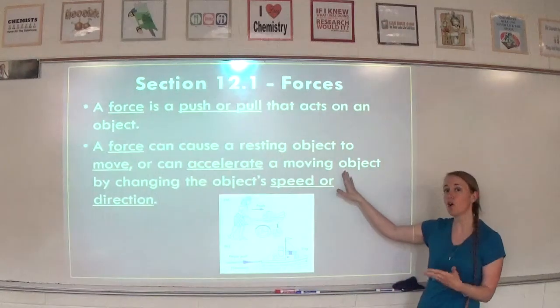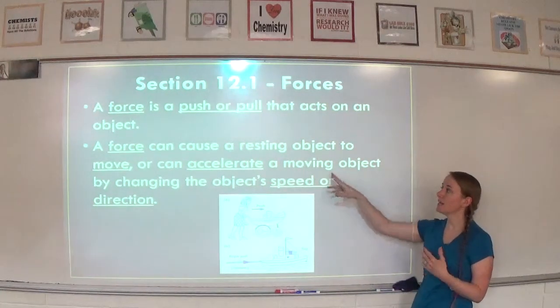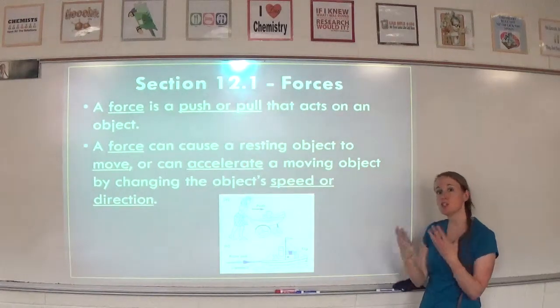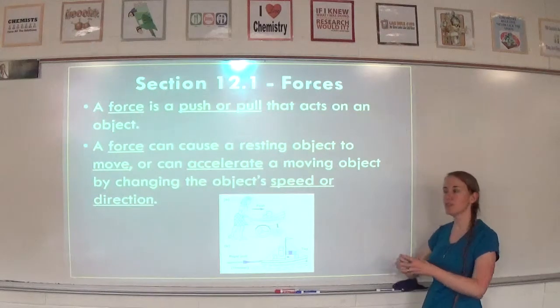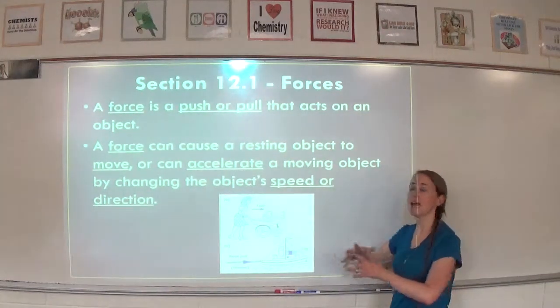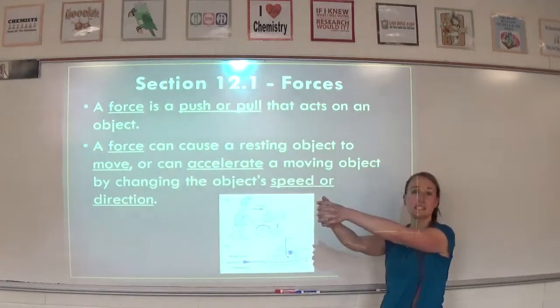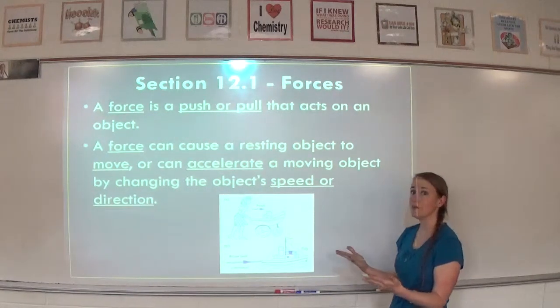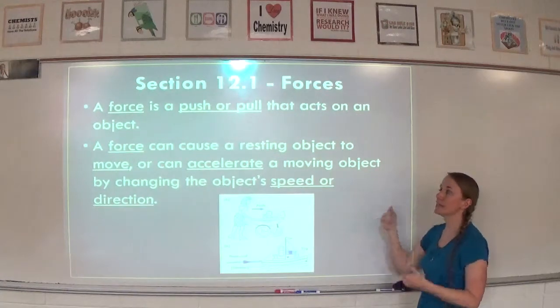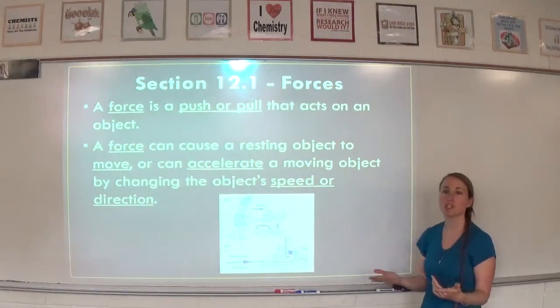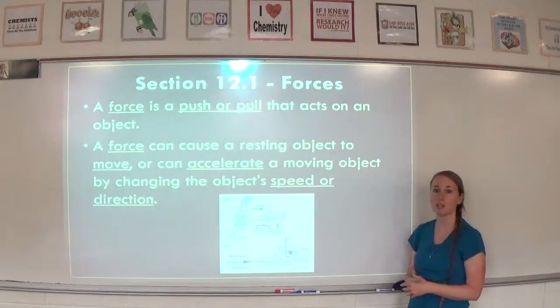Or if something's already moving, we can accelerate the object, which means change its speed or change its direction or both. So for example, think about if someone throws a baseball and then another person takes the bat and hits the ball. We have accelerated it because we've changed the direction, but most likely when you hit it you're also going to change the speed too, so you cause it to accelerate.